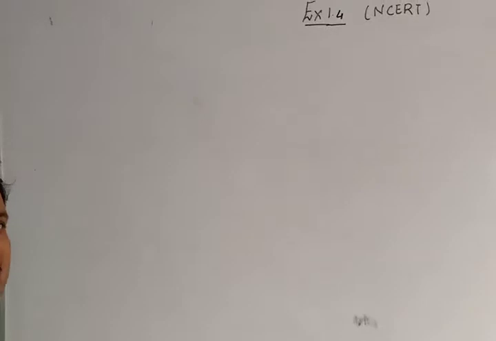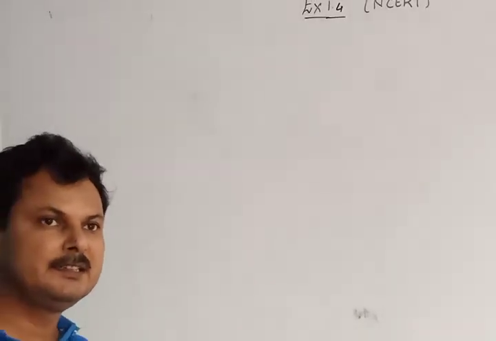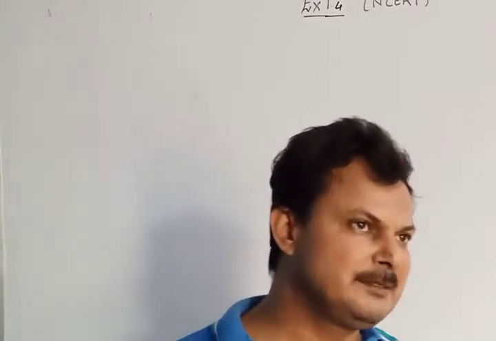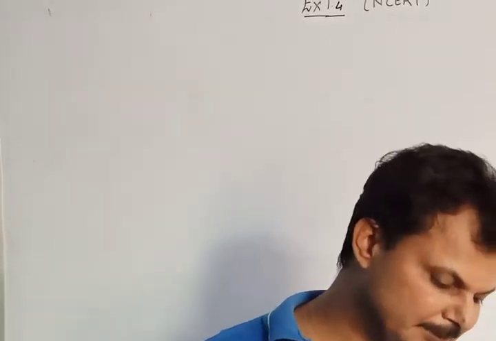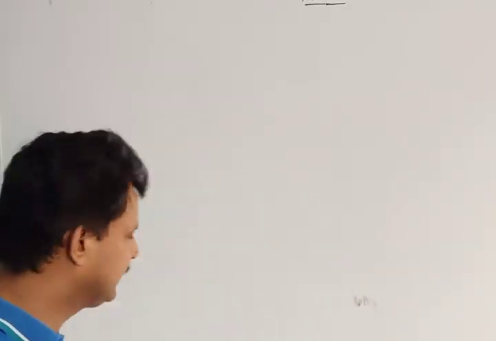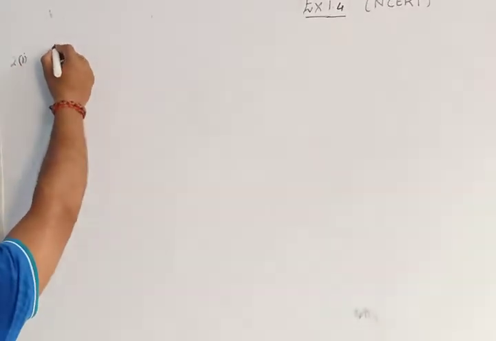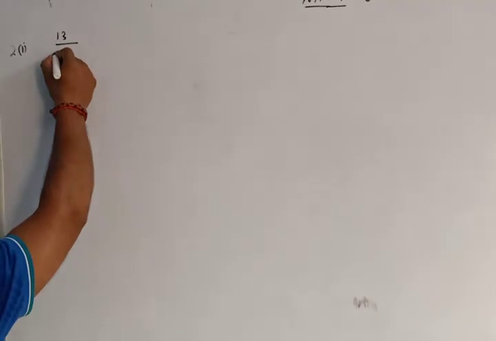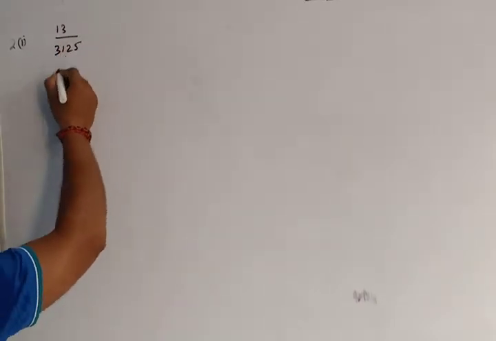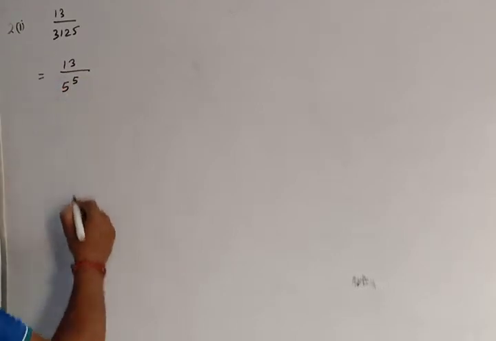Now, the second question is based on the first question. The decimal expansion was terminating. For the rational numbers whose decimal expansion was terminating, you have to express them in decimal form. So in question number 2, the first one is 13 upon 3125. You can write it as 13 upon 5 to the power 5.